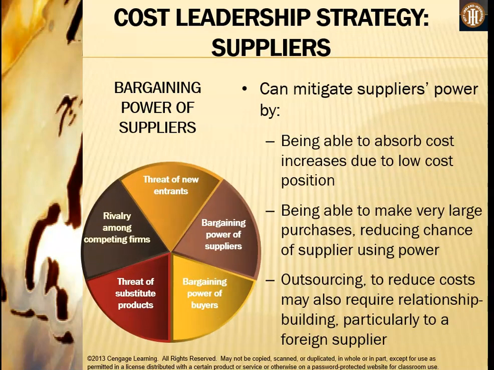As it relates to the bargaining power of suppliers, the cost leader can mitigate suppliers' power by being able to absorb cost increases due to its low cost position. Because they operate at such a low cost and have a high margin when selling their goods, if their suppliers raise prices, they can absorb it. Being able to make very large purchases reduces the chance of suppliers using power. The cost leader can also outsource to reduce cost, and this may require relationship building, particularly with a foreign supplier.